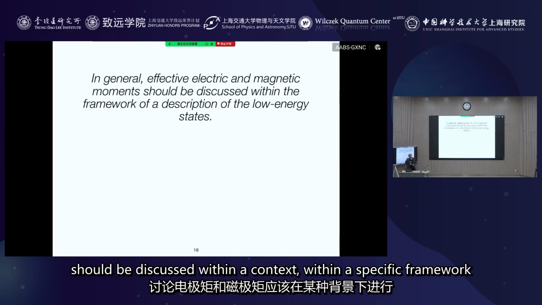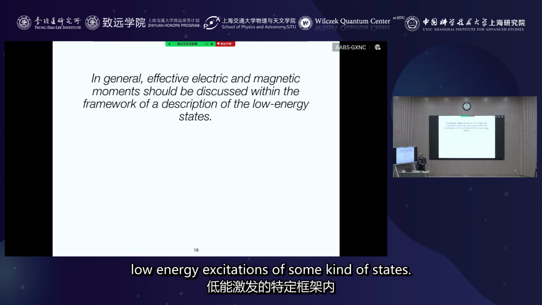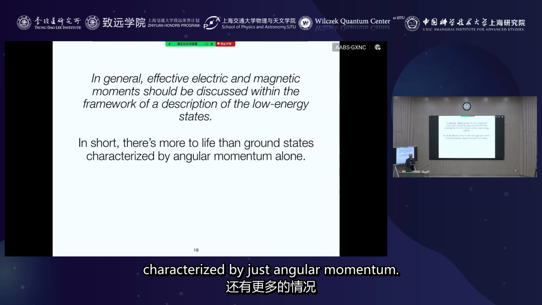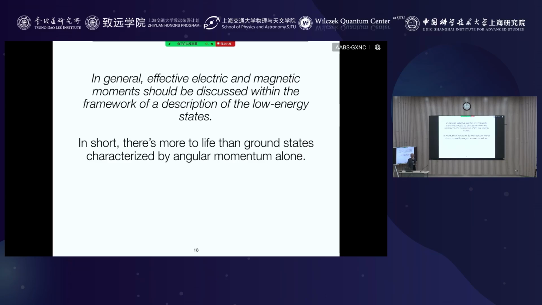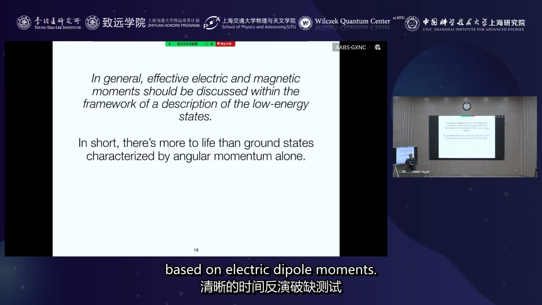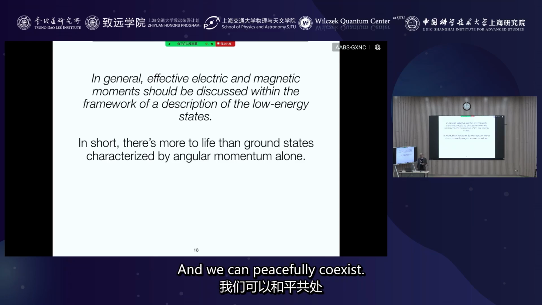So in general, electric and magnetic moments should be discussed within a context, within a specific framework of what they're being used to do, to discuss the low energy excitations of some kind of states. And in general, there's more to life than ground states characterized by just angular momentum. Okay, so even that's where we do clean tests of time reversal violation based on electric dipole moments, but the chemists can do their thing too, and we can peacefully coexist.